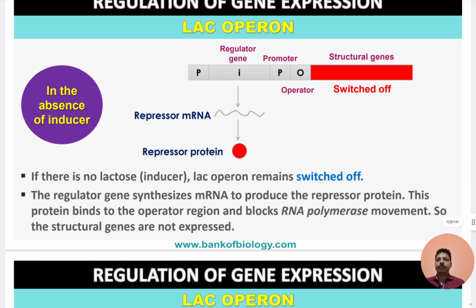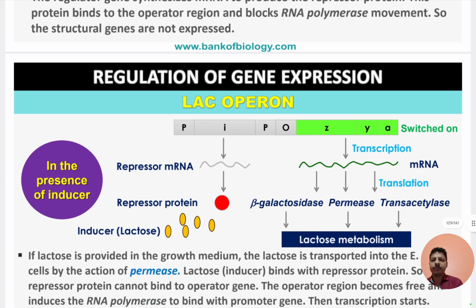Lac operon. In the absence of inducer, if there is no lactose, lac operon remains switched off. Obviously, the regulator gene synthesizes mRNA to produce the repressor protein. This protein binds to the operator region and blocks RNA polymerase movement. So the structural genes are not expressed and lac operon is switched off.